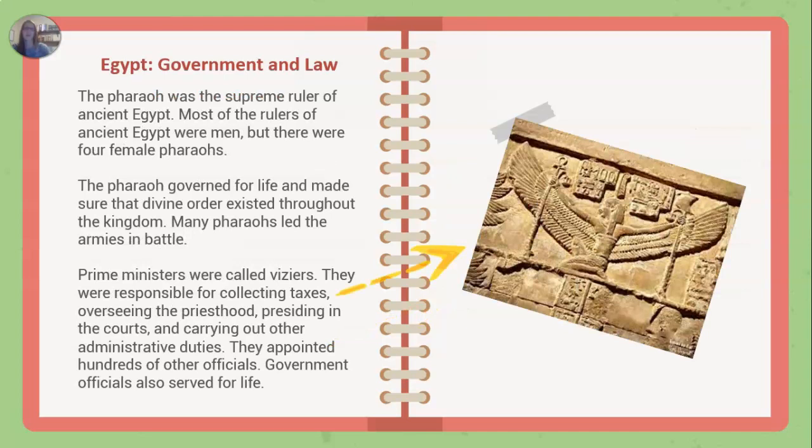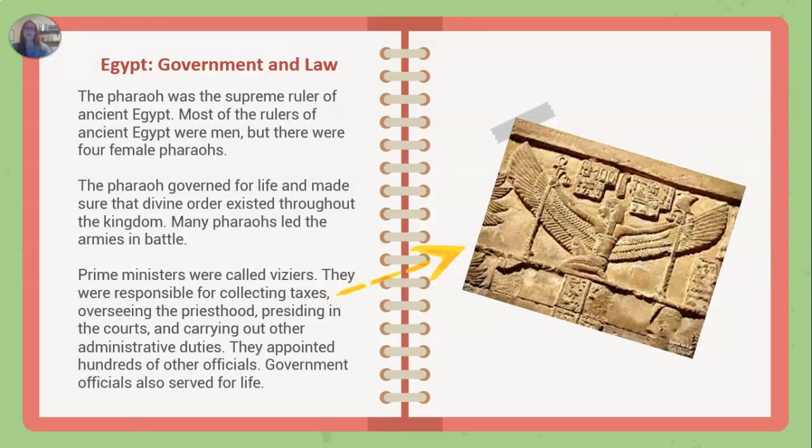Egypt government and law. The pharaoh was the supreme ruler of ancient Egypt. Most of the rulers of ancient Egypt were men, but there were also 4 female pharaohs. The pharaoh governed for life and made sure that divine order existed throughout the kingdom. Many pharaohs led the armies in battle. Prime ministers were called viziers.